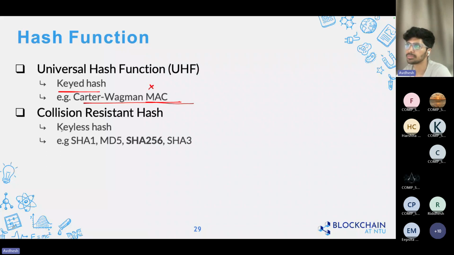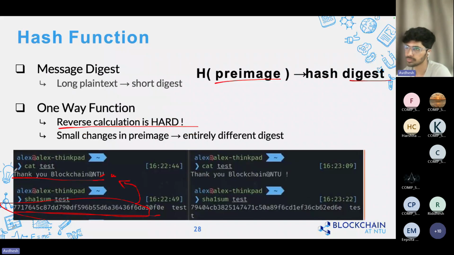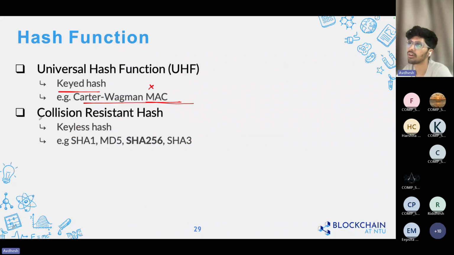So what does this mean? If you input this, and after like 10 days, you input the same message again, you'll get the same hash back. That's what collision resistant hash means. And one of the major hashes is SHA-256, which we will learn more about, and which Bitcoin uses.